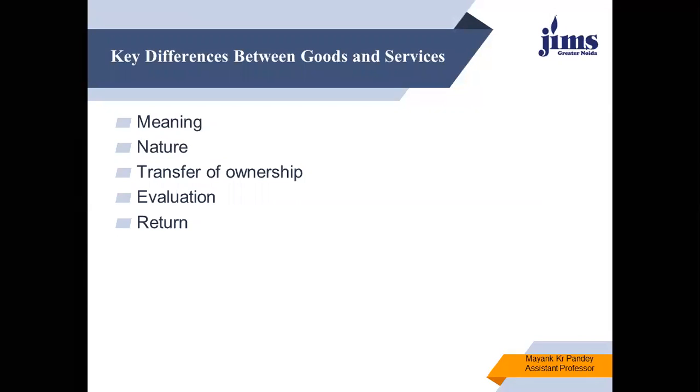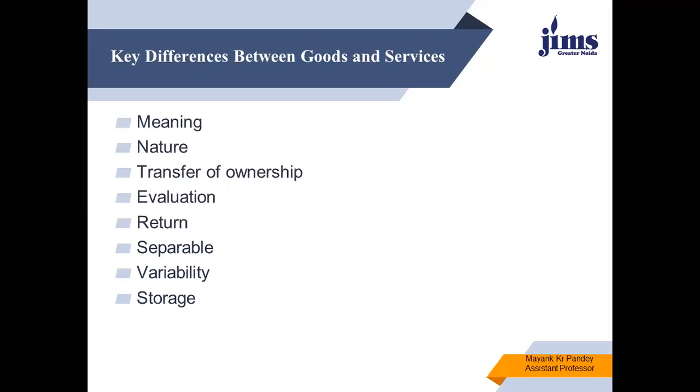Return. As goods physically exist, we can return them. But services are intangible in nature, so it is not possible to return services. Separability. Goods are separable from production, but services cannot be separated because production and consumption take place simultaneously. Next is variability. Goods are identical while services are variable in nature.